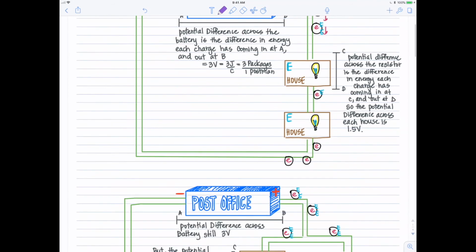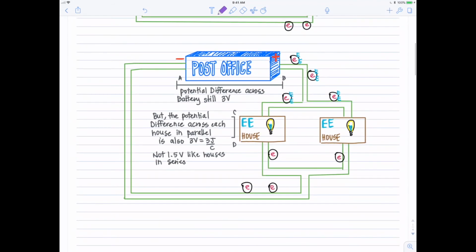Now that's a different situation than if you look at 2 bulbs or 2 houses arranged in parallel, in which each postman or each coulomb chooses which path to go down. So for example, postman 1 might choose the first house and drop off all his packages at the first house, and then the postman who's right behind him might choose the second house and then go down that path and drop off all his packages at the second house. Postman 3 would go back to the first house, and postman 4 would go back to the second house, and so on and so forth.